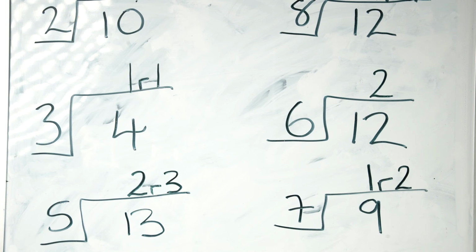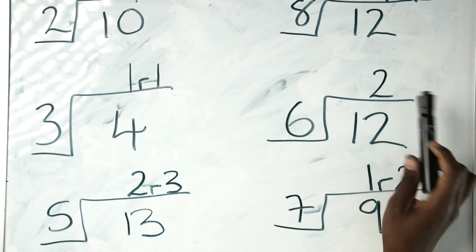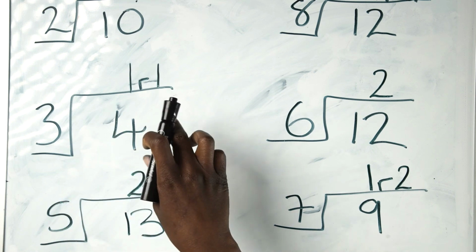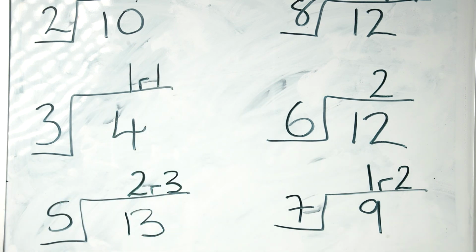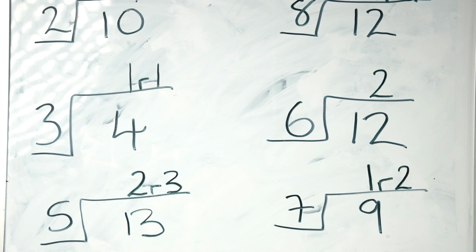As simple as it is, like this. Always remember to put a remainder if there's a remainder. If there's no remainder, you just leave it like that. Like here, 2 divided by 10, that's 5. You just leave it like that. 6 divided by 12 is 2. You just leave it like that. But if there's a remainder, always make sure you put your remainder. Like here, 3 divided by 4, there's 1, remainder 1. Here, 5 divided by 13, there's 2, remainder 3. So always and always put your remainder where is needed. If there's no remainder, just don't put it.